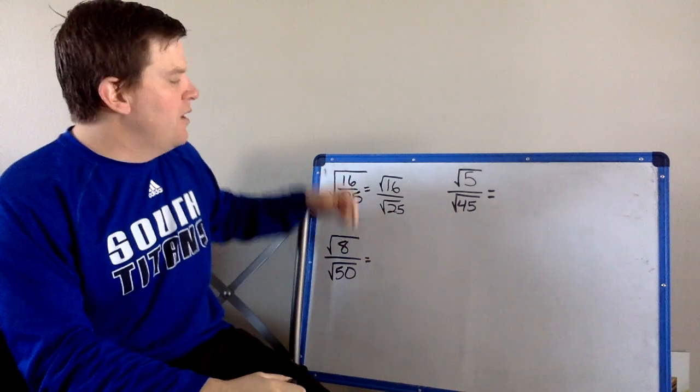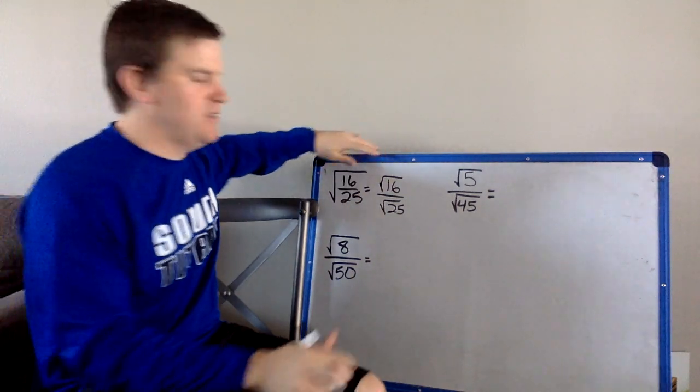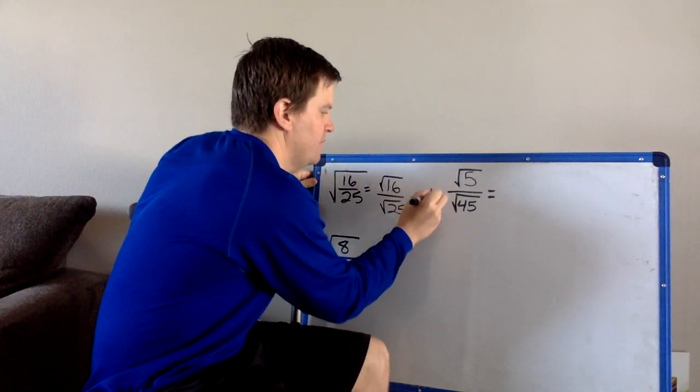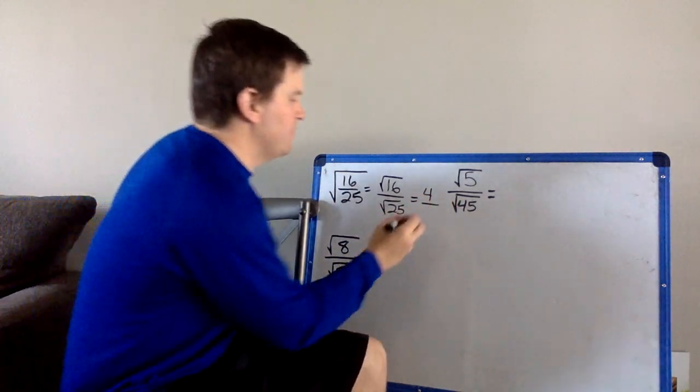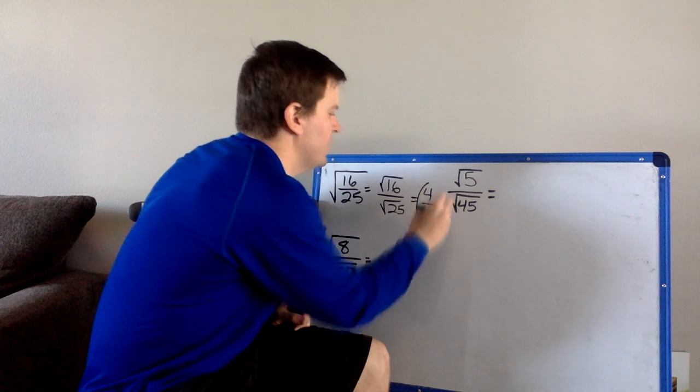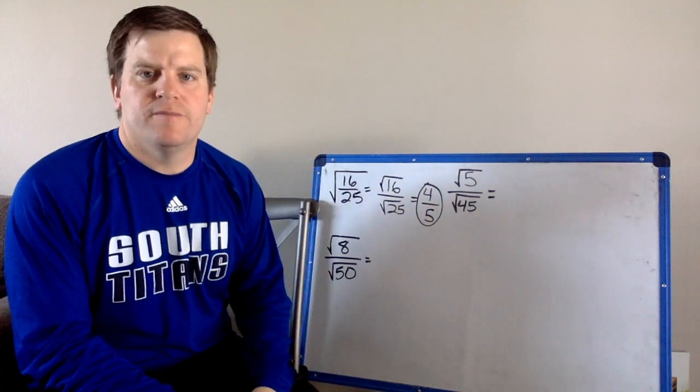Now if we look at this, we know the square root of 16. The square root of 16 is 4, right? 4 times 4 is 16. We also know the square root of 25. Square root of 25 is 5. So our answer there is 4/5.